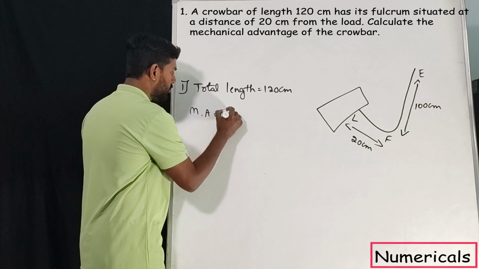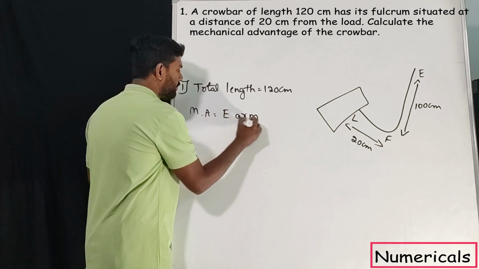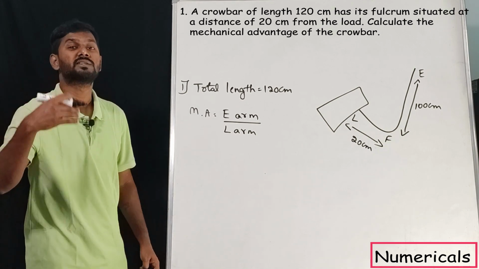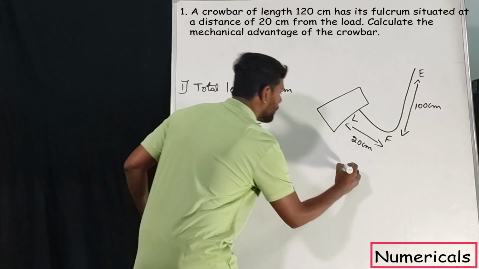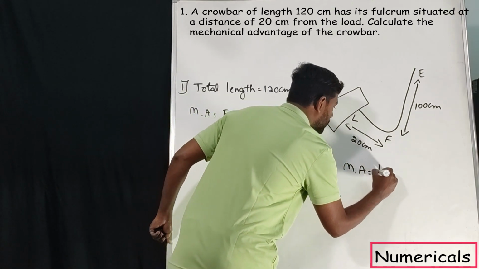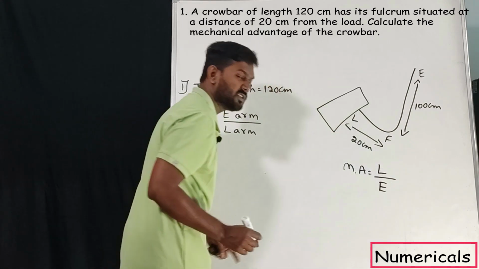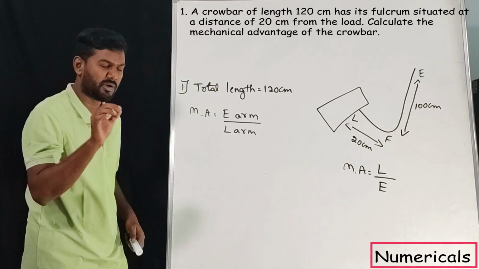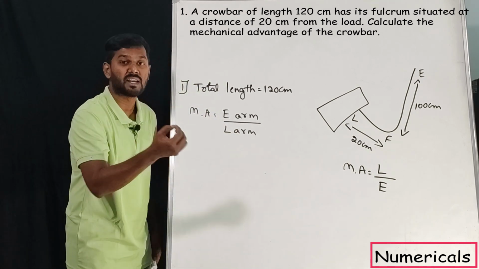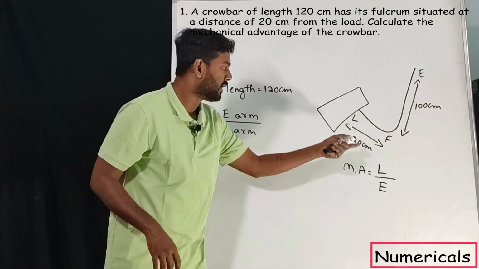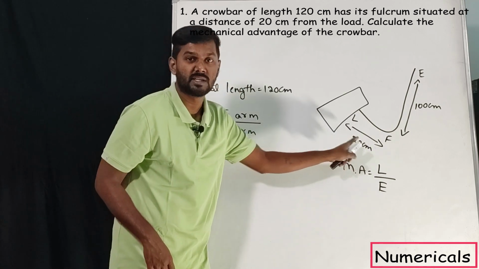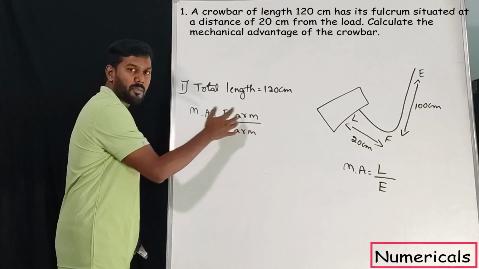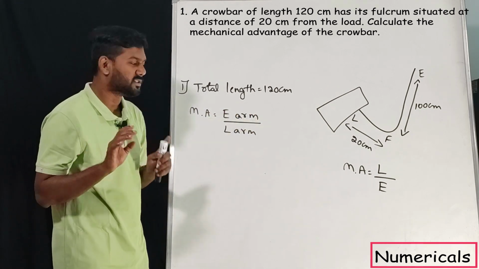Mechanical advantage is equal to effort arm by load arm. See, mechanical advantage has one more formula. What is that? Mechanical advantage is equal to load by effort. This is one more formula. When we have to use this formula or that formula is very simple. If the lengths are given, load arm in terms of centimeter or meter, we have to use this formula. Arm means the length of the effort, that's it.